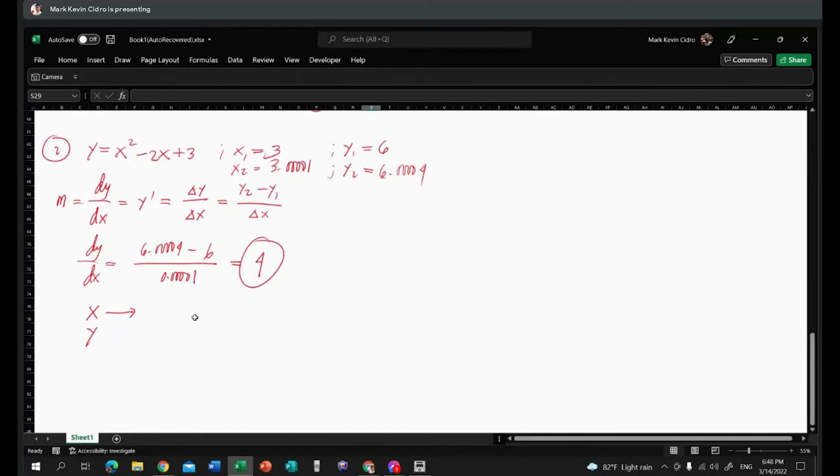You get it by subtracting x. X2 now, minus X1. Right? Change in x is x sub 2 minus x sub 1, just like change in y is y sub 2 minus y sub 1.